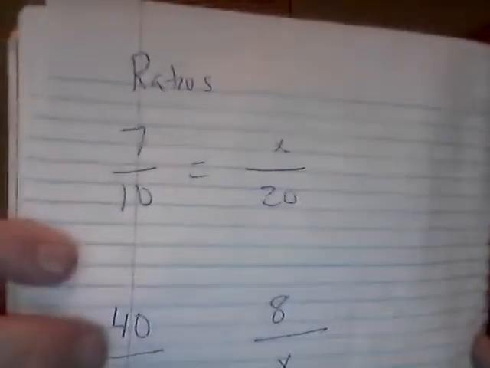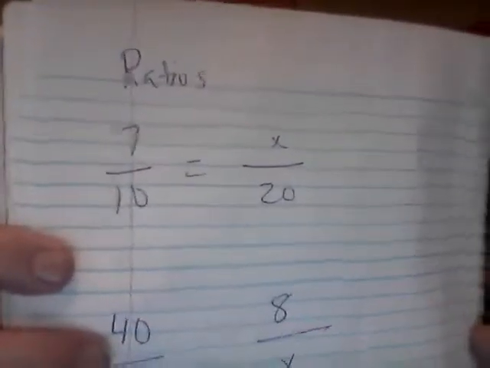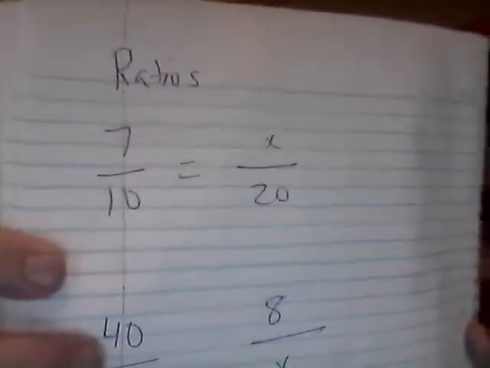I hope you can see it. 7 over 10 equals x over 20. 7 times 20 is 140. And 10 into 140 is going to be 14. So that's how we got here.